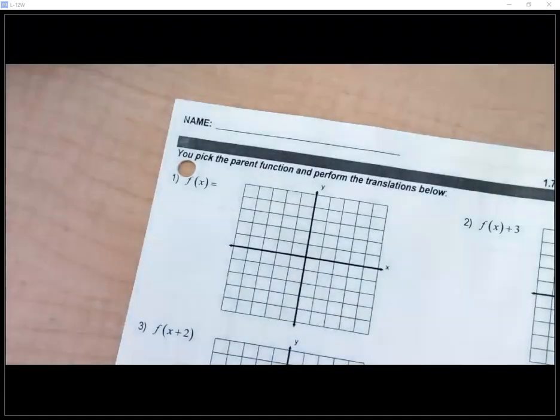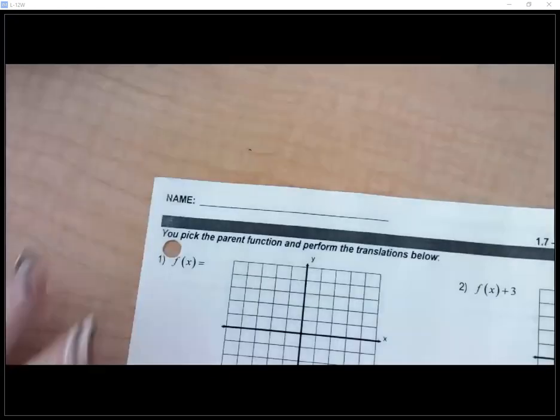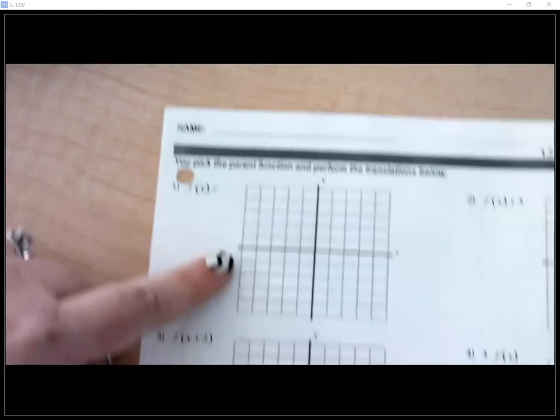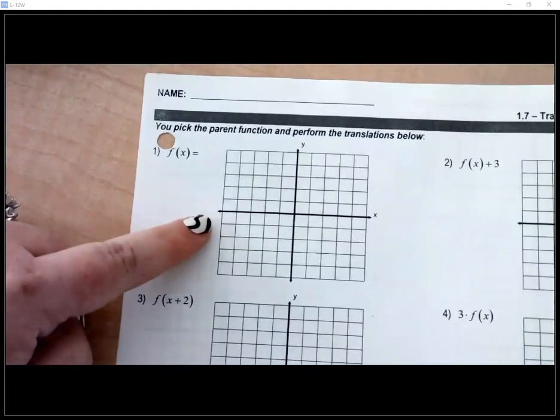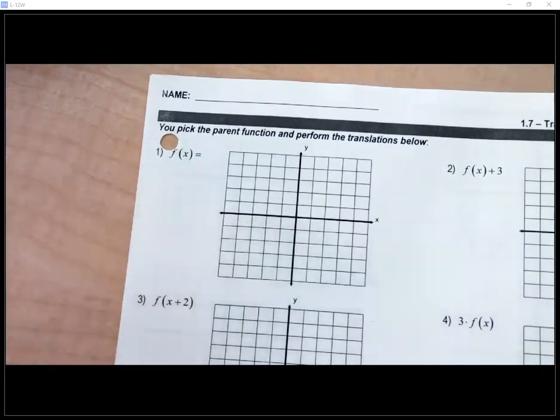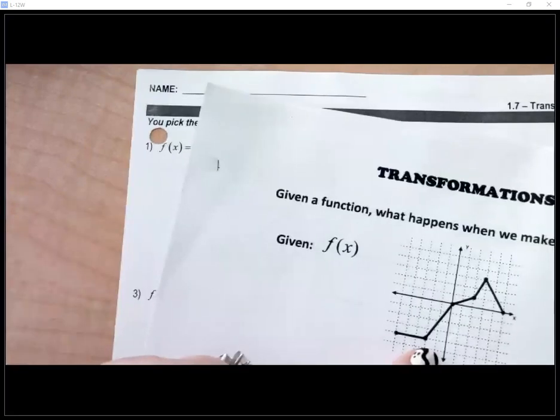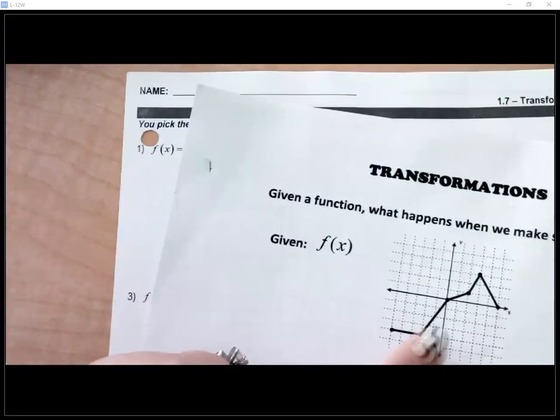Okay, so if you take a look at this sheet here, you get to pick, but we're all gonna pick the same one together, at least on the front. Maybe on the back, I'll let you do what you want. On the front, see in the very first box, it says you pick the parent function and perform the translations below. So my question is, we could do one of the parent functions that we learned yesterday, like y equals x squared, or we can make one up like on the sheet that we just had. What would you rather?